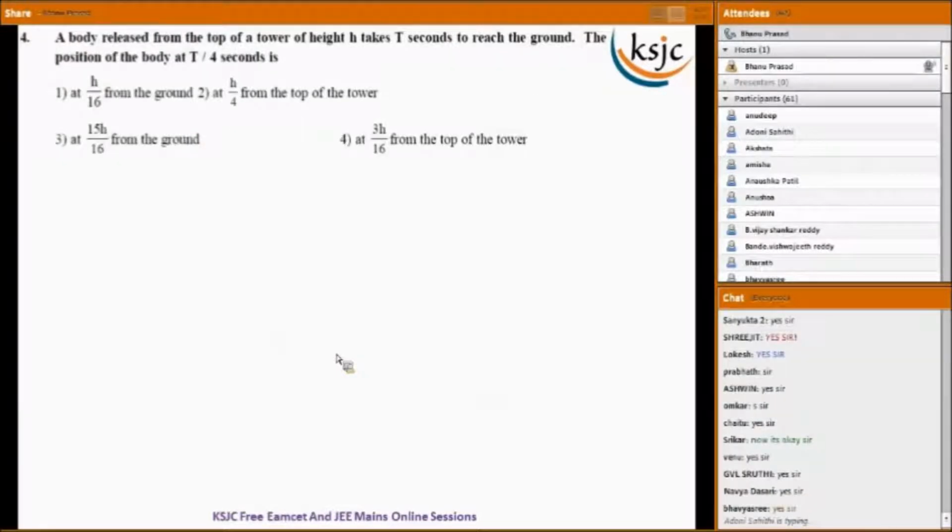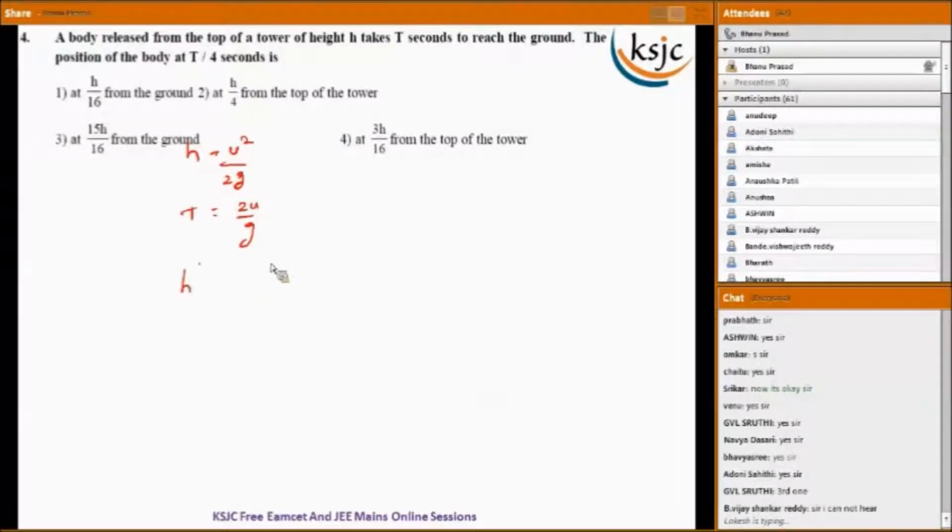And the next one, a body released from the top of a tower of height h takes t seconds to reach the ground. The position of the body at t by 4 seconds is? Now t by 4 seconds, how much height does it reach? So let's say h is u square by 2g, and another equation connected with this is t equals 2u by g. Then you can calculate now after t by 4 seconds, let h dash be the height.